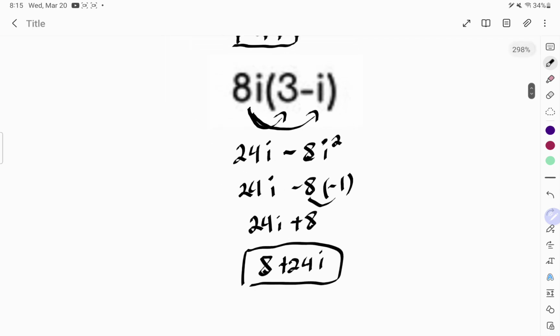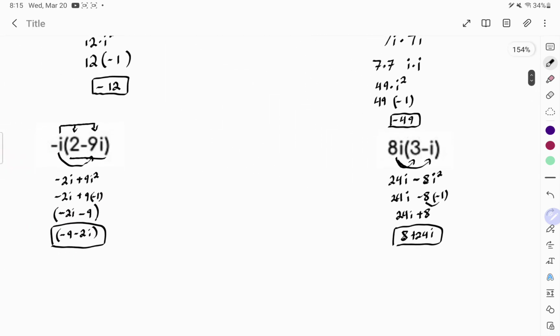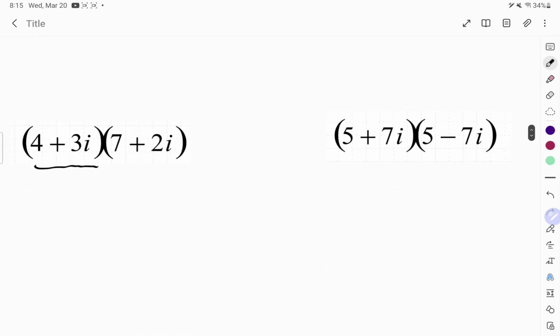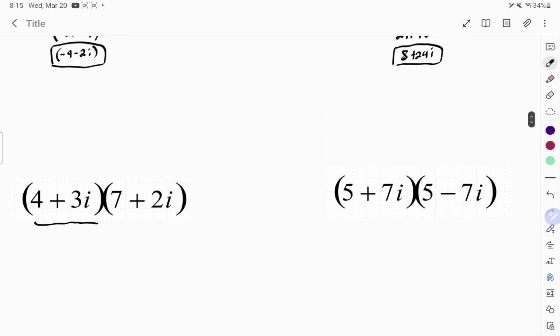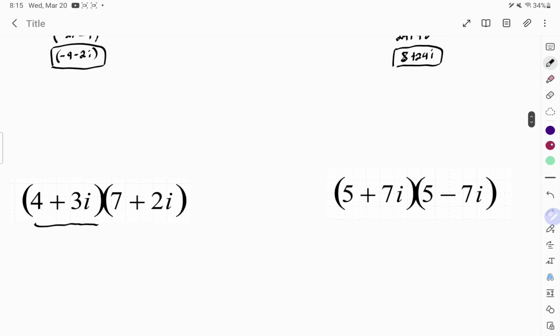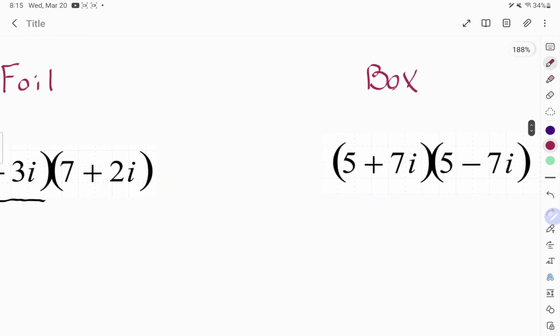And that is it. So pretty easy, not too hard. Now let's go ahead and do the last ones. Now the last ones, on the right, or on the left, I'm going to be using what we call the FOIL method. And on the left, I'm going to be using what we call the box method. Okay, so it shouldn't be too bad.